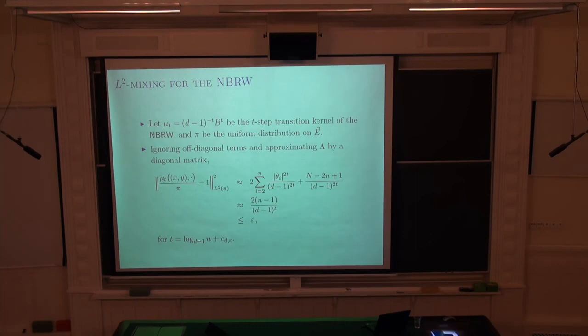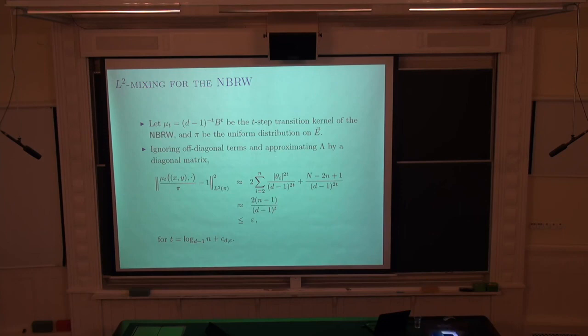Now, the t we're going to take is log base d minus 1 of n plus a small correction. So with that in mind, all the plus minus 1 eigenvalues, although they are the majority, make a negligible contribution, because this is normalized by something which turns out to be like n squared, and on the top you have something of order n. So this is negligible.